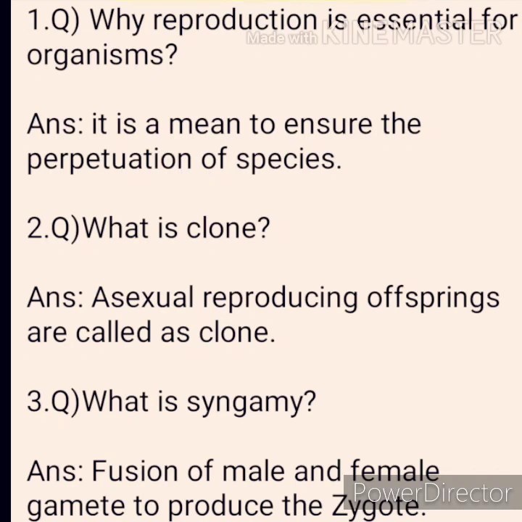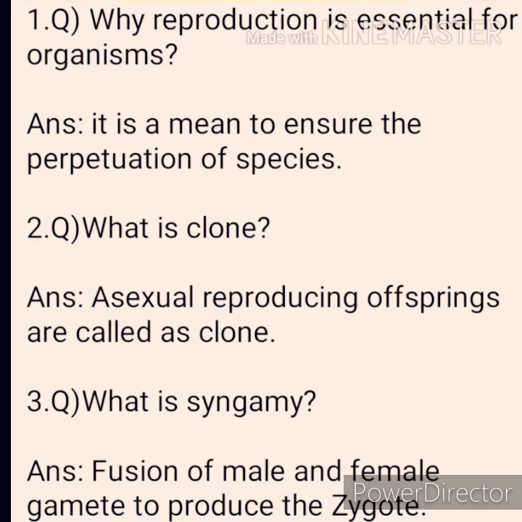First question is, why is reproduction essential for organisms? The answer is, it is a means to ensure the perpetuation of a species. So without reproduction, the continuation of organisms will vanish. The next question is, what is a clone? A clone refers to asexually reproduced offspring. They are termed clones because they are exactly similar to their parents.